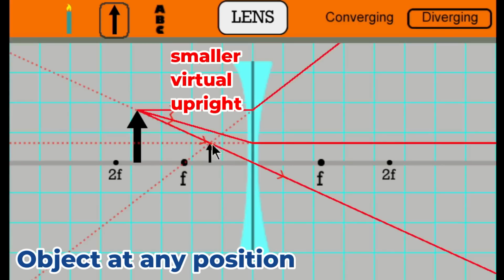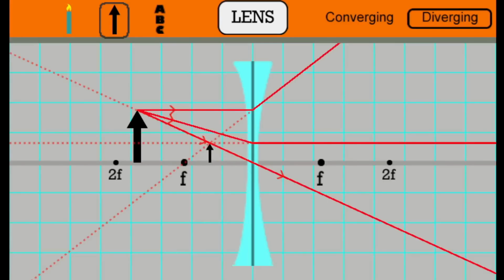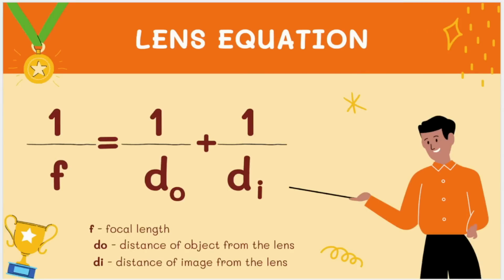So that's all for our ray diagrams. Let's go now to our calculations. So if you remember, I used the same slides when I discussed the mirror equation kasi we will be dealing with almost the same equation. But now we will be naming it lens equation kasi we will be using it for lenses. So the lens equation is given by 1 over f is equal to 1 over do plus 1 over di, where f is your focal length, do is your distance of the object from the lens, and di is the distance of the image from the lens.